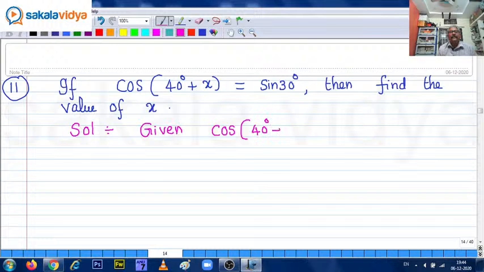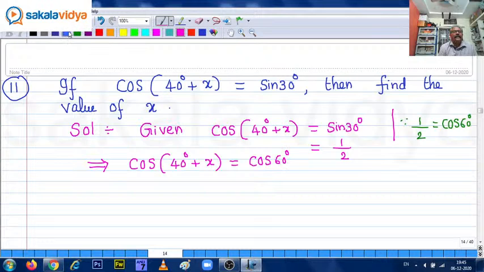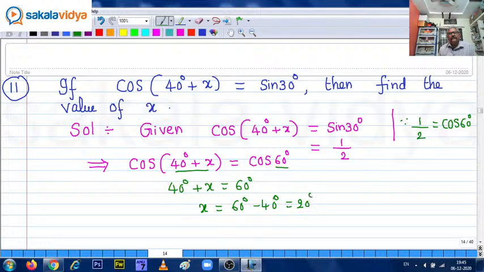Cos of 40 degrees plus x equals sine 30. See, this sine 30 equals 1 upon 2. This 1 upon 2 in terms of cos we can write as cos 60. Am I correct now? Instead of 1 by 2, you can write cos 60. So that implies we have cos of 40 degrees plus x equals cos 60. Comparing on both sides, you get 40 plus x equals 60. So transpose this 40 to this side: x equals 60 degrees minus 40 degrees. You get 20 degrees. So therefore, x equals 20 degrees. This is the answer.